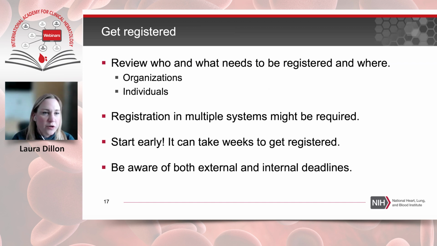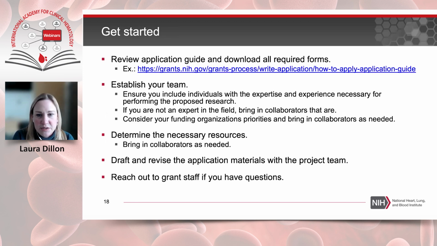So next, once you've confirmed your eligibility, you have to get registered. This should be one of the first things that you do. You need to review who and what needs to be registered and where. This can apply to both organizations and individuals, and registration in multiple systems might also be required. So you should really start early because it can take weeks to get registered, especially when multiple entities need to get registered. And you need to be aware of both external and internal deadlines for performing these registrations. You don't want to go through all the work of writing your grant and then find out that you don't have time to get everything registered in the system properly to get your grant actually submitted.